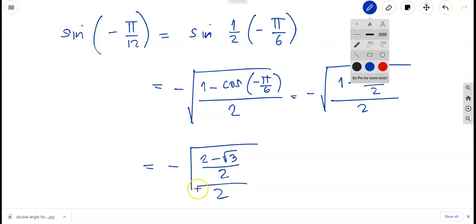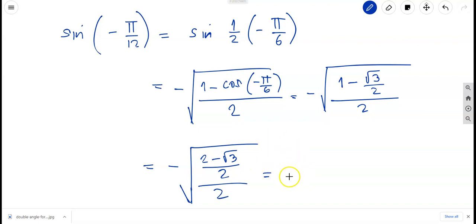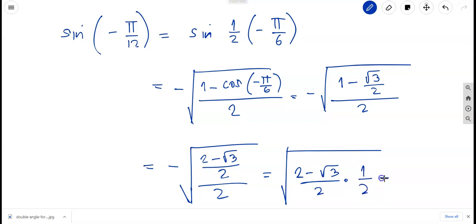Then simplify further, so you get square root of 2 minus square root of 3 over 2 times 1 over 2. So the final answer is negative, don't forget the negative sign, negative square root of 2 minus square root of 3 all over 2. So this is the sine of negative pi over 12.